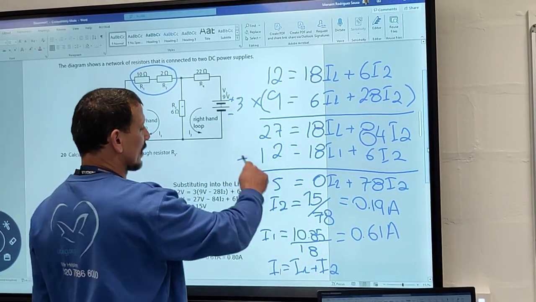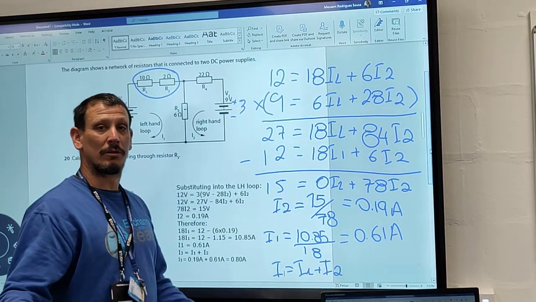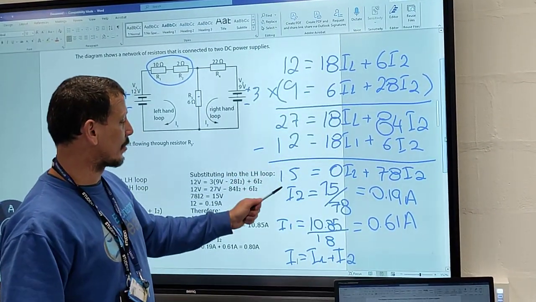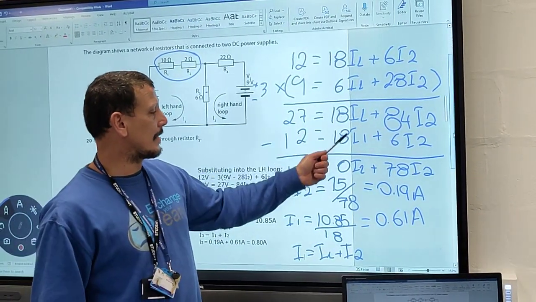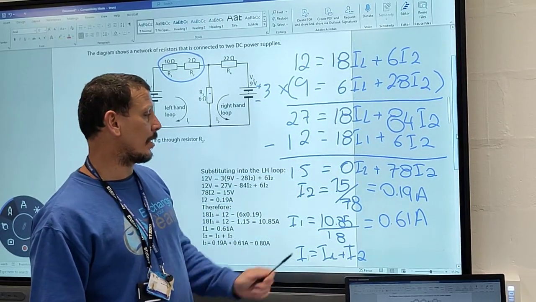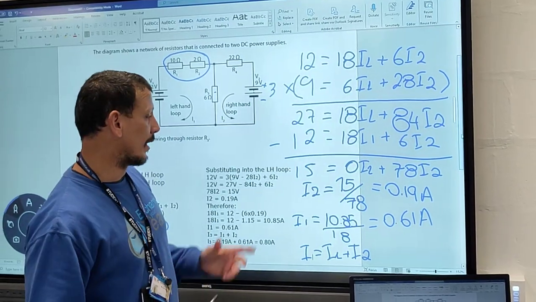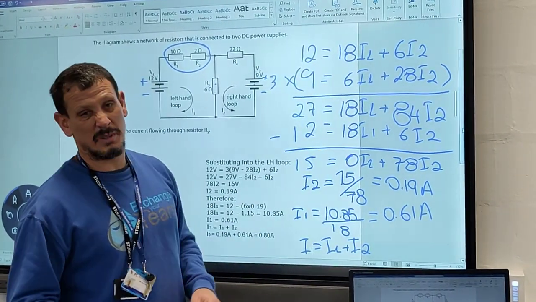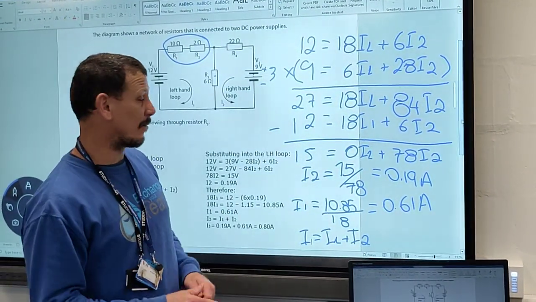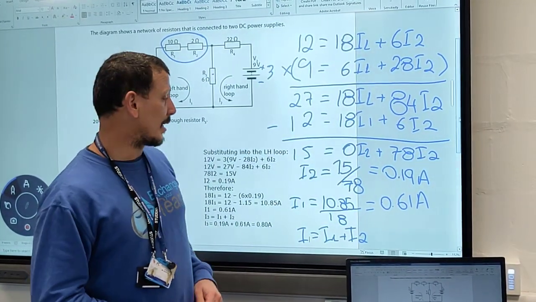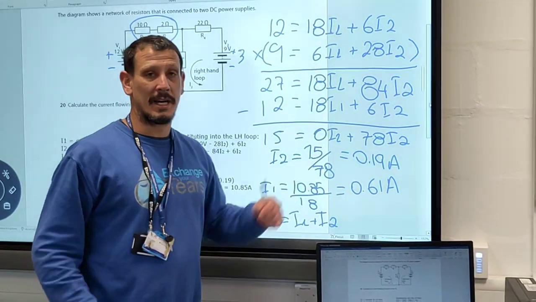Now you repeat the first equation underneath it, because for simultaneous equations, you're going to subtract the first from the second. So 27 minus 12 equals 15, 18 minus 18 equals 0 I1, plus 84 minus 6, which is 78 I2. Once you've done that, it's just a simple case of substitution, and then you can find the value of I2. So I2 equals 15 divided by 78, which gives you 0.19 amps.